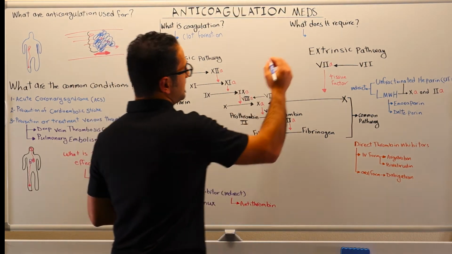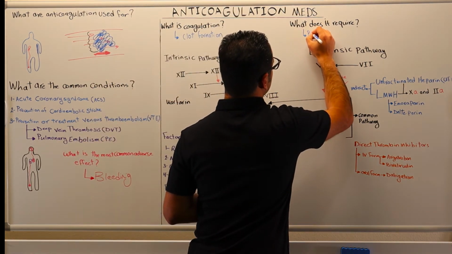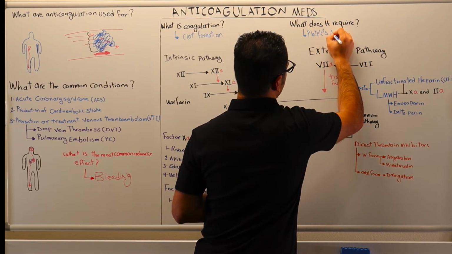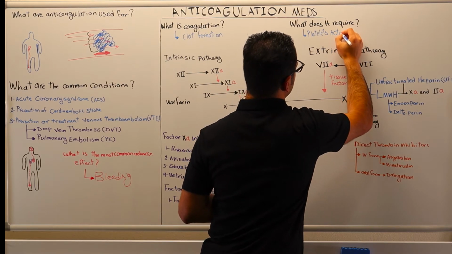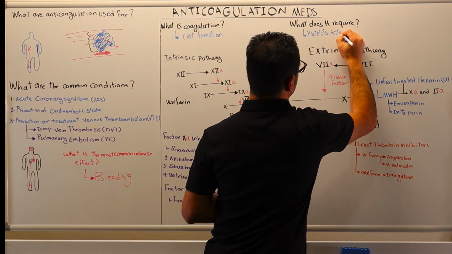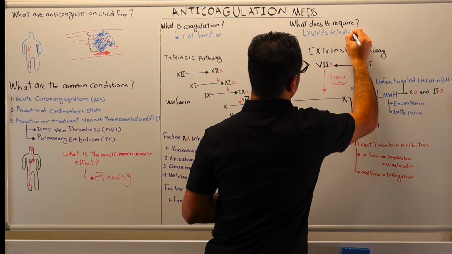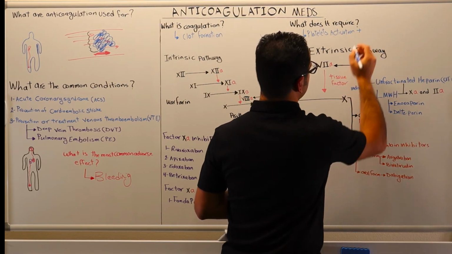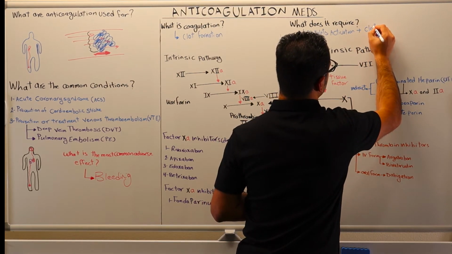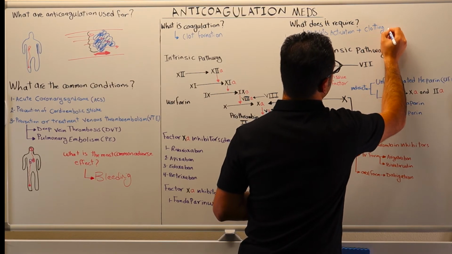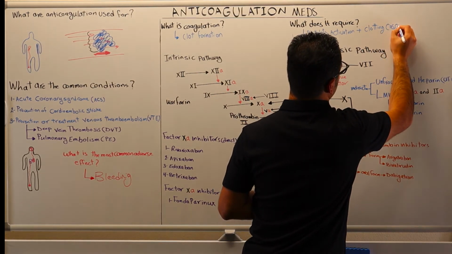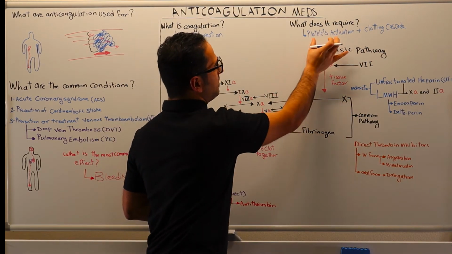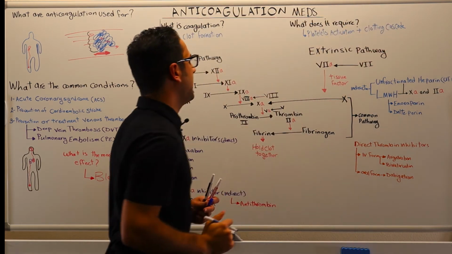The first one is basically platelet activation. And the second one is the clotting cascade. So for coagulation to happen, it does require two things: platelet activation and the clotting cascade.